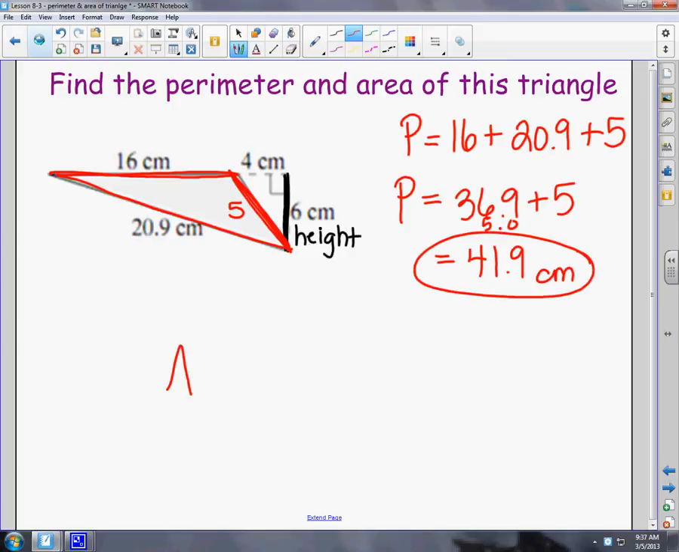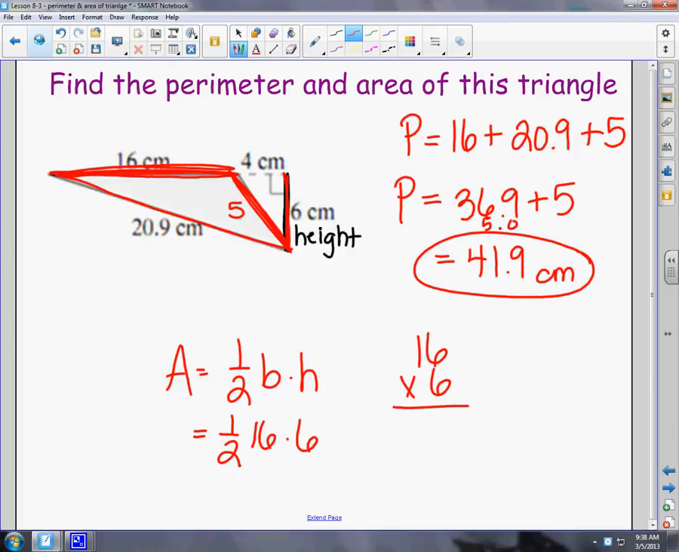Now, if I want area, I'm going to do 1/2 base times height. Now, 1/2, the base is my straight line. That is the bottom of my triangle. So that would be 16. If you look here, this is the base. And then my height is 6. So I have to do 16 times 6. Well, 6 times 6 is 36, and 6 times 1 is 6. So it'd be 96, and then I have to cut 96 in half, because it's 1/2 of 96.